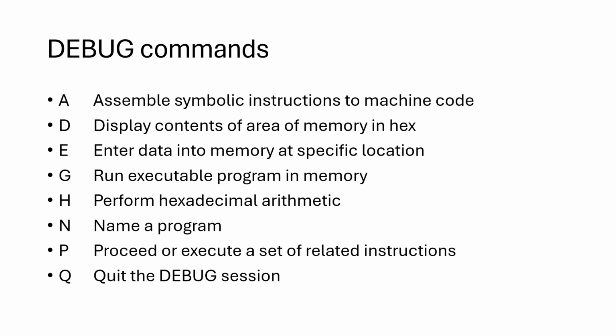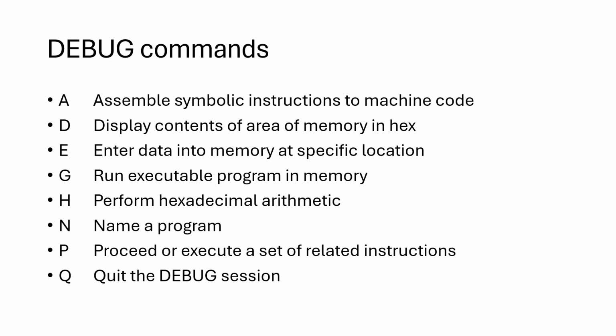So here in front of us we have some commonly used debug commands. Let's go through each one of them. The first command we have is the A, which is for assembling the symbolic instructions into the machine code. So using this command, we can put some assembly language code in the memory, and it will convert automatically to the machine code. Then we have the D, it's for displaying the contents of an area in memory. And as we said previously, it will be in the hexadecimal format.